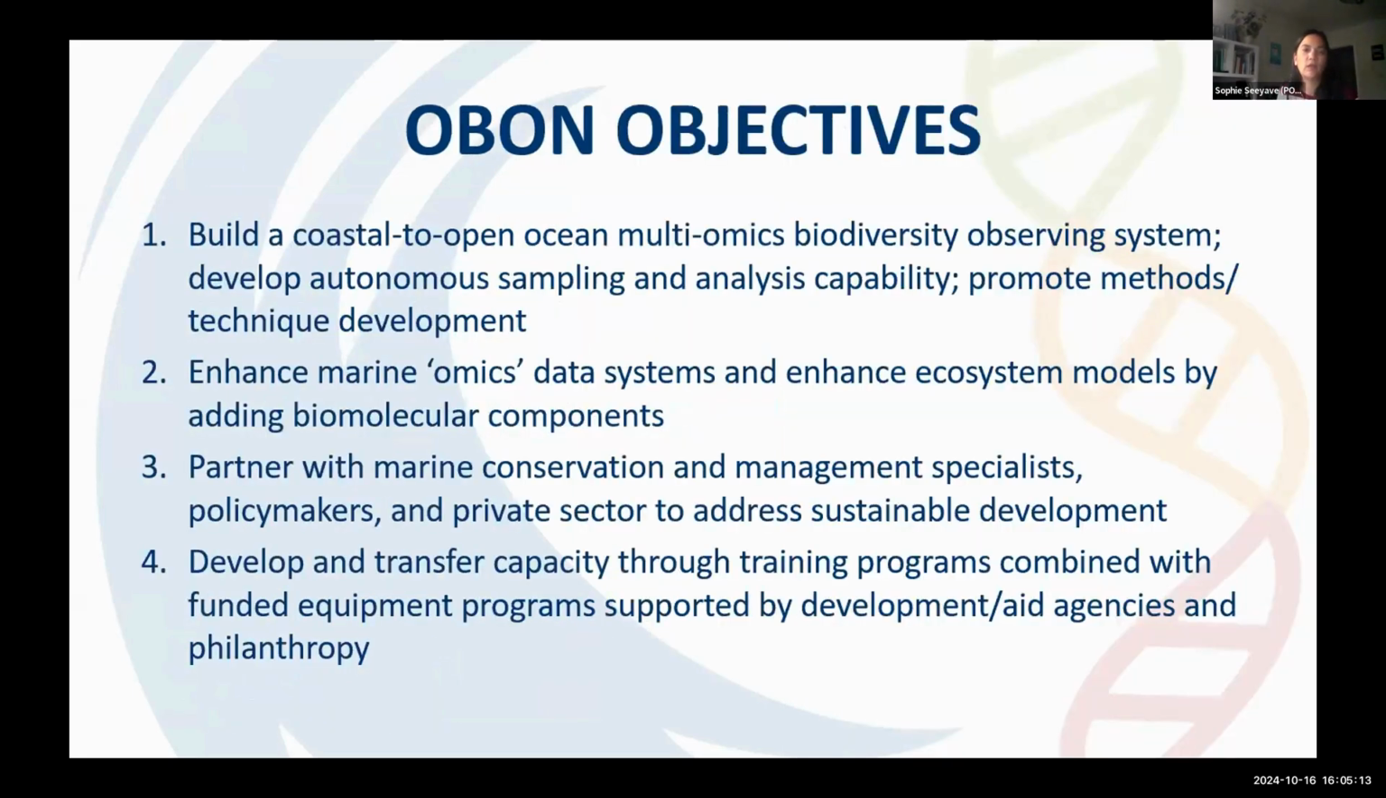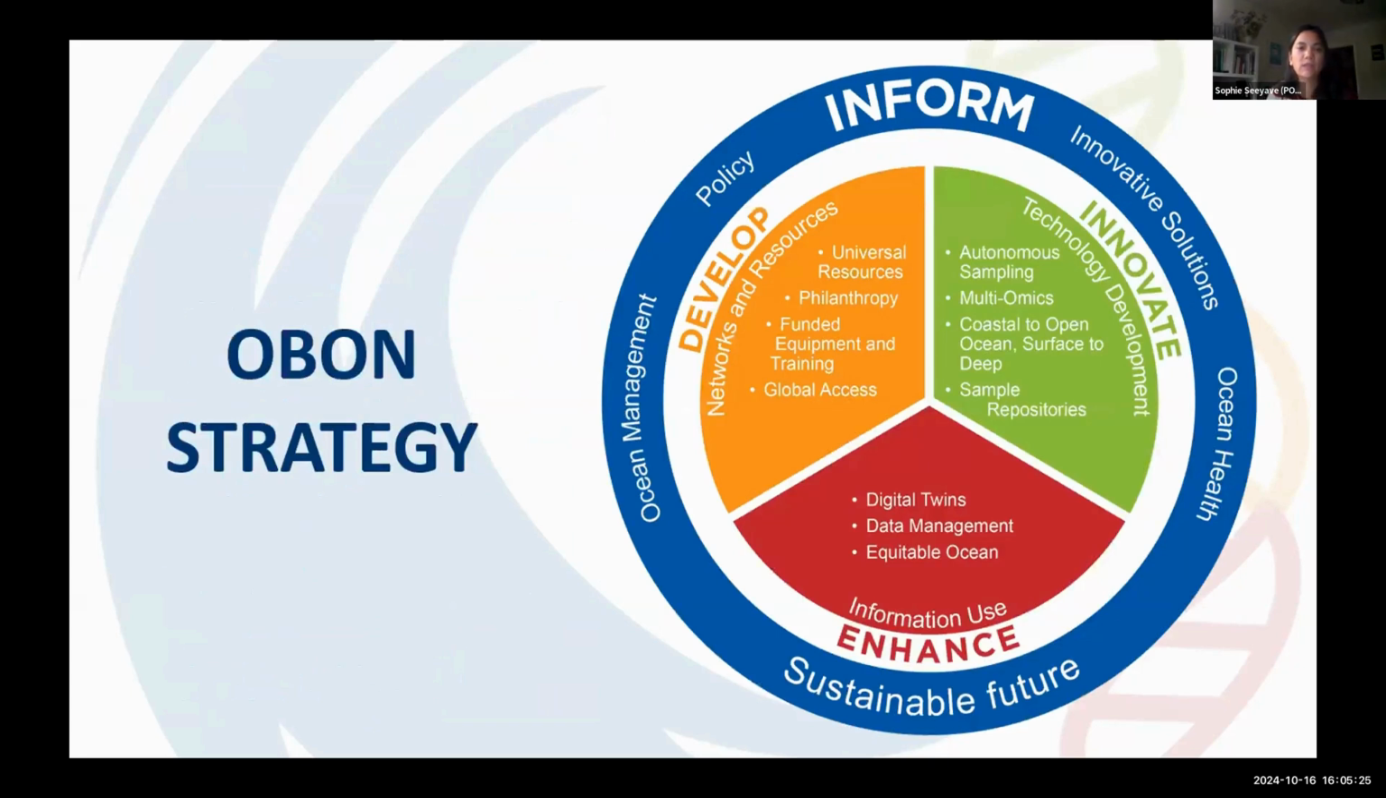So we have these four main objectives, which are also summarized in this next slide, which is a diagram summarizing the strategy and the objectives. So the objectives are essentially around development of networks and resources, innovation and technology development for biomolecular observations, enhancing information use through data management and models and things like digital twins, and ultimately informing policy and informing a sustainable future.